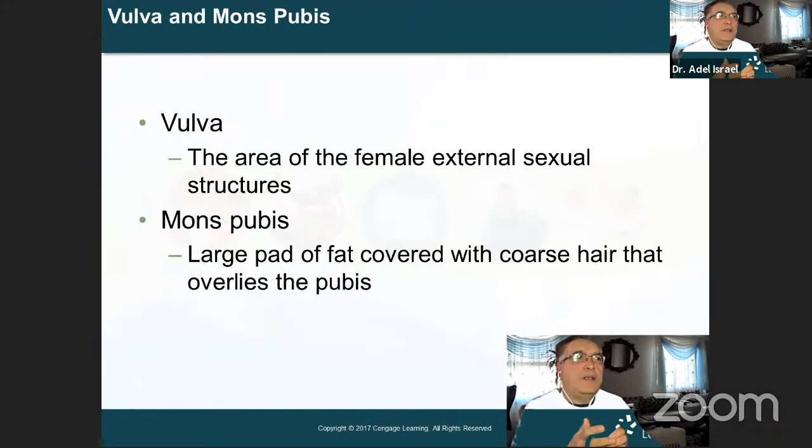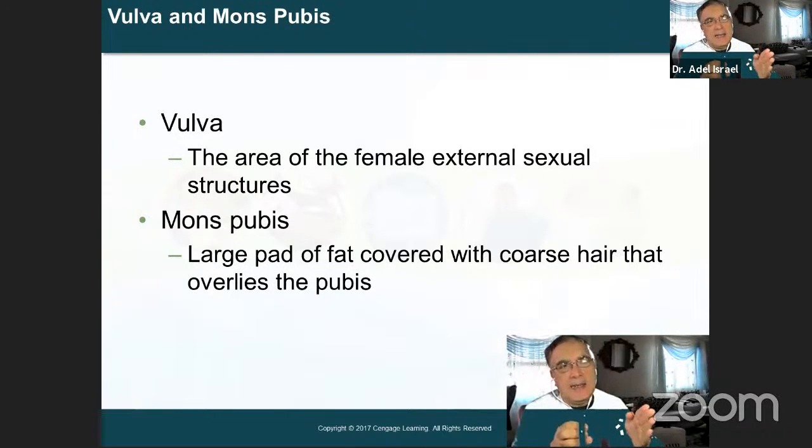The vulva is the area of the female external sexual structure. So when we see the external sexual part, this is what we call the vulva, not the vagina. The vagina is a canal, but from outside we call it the vulva. And the question in the exam asks you about the mons pubis. And what is this mons pubis? It is a bed of fat. You have to remember this description. What is the mons pubis?